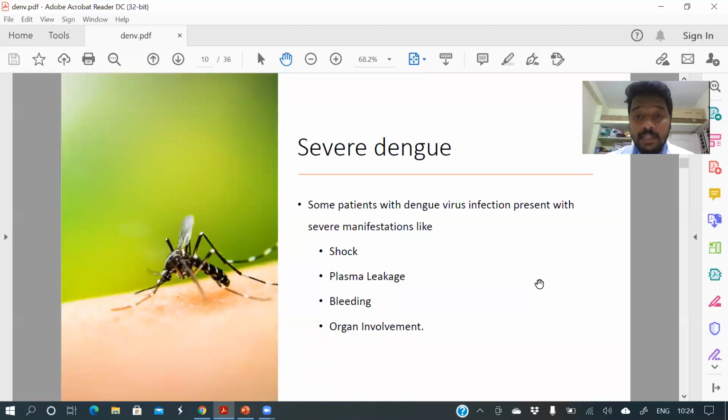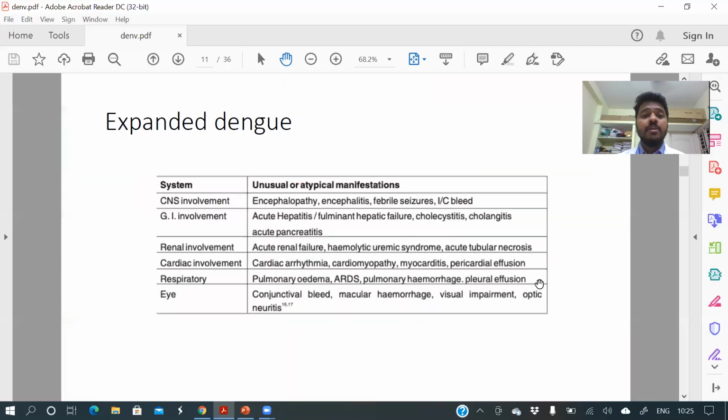So we have seen undifferentiated dengue fever and dengue with warning signs. The other manifestation is severe dengue. Some patients with dengue virus infection present with severe manifestations like shock, plasma leakage, bleeding, and organ involvement. We'll be looking at each of these in the further slides. Then one more manifestation is expanded dengue.